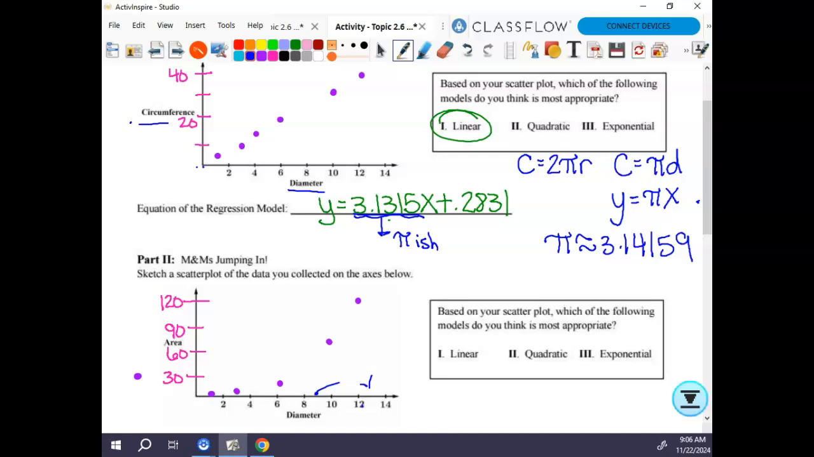Now, I said the words, it is the circumference as a function of the diameter. Nobody said on here that we had to write this in function notation or anything like that. But if I actually had a table that had it labeled that way, how I would write it would be the circumference is a function of the diameter, C of D, and that is equal to, I'm just going to use the same point I have, 3.1315, so you can use whatever yours was. But I don't put x, I put d plus 0.2831.